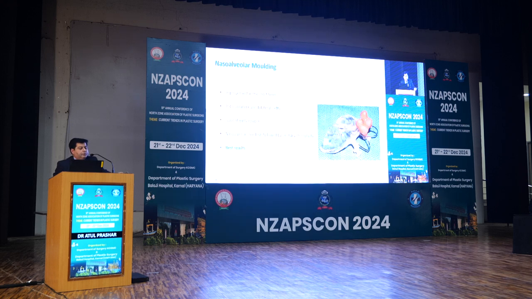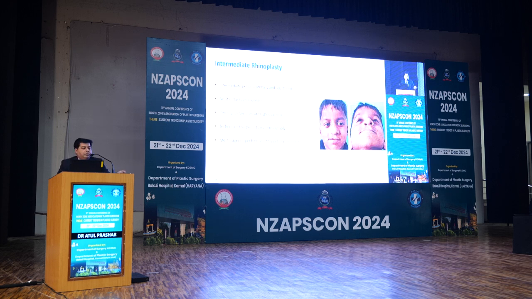Just a word about nasoalveolar molding, because these days more and more people are talking about it. There is definite improvement in the short term, that is what we found out, both in unilateral and bilateral clefts, but there is the issue of earlier relapse. So nasoalveolar molding has to be followed by primary rhinoplasty to give the best results. It cannot obviate the need of doing a rhinoplasty.